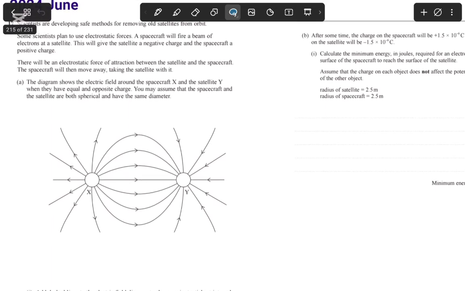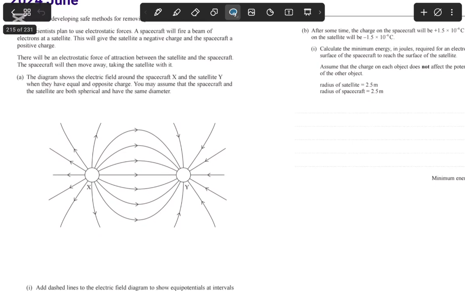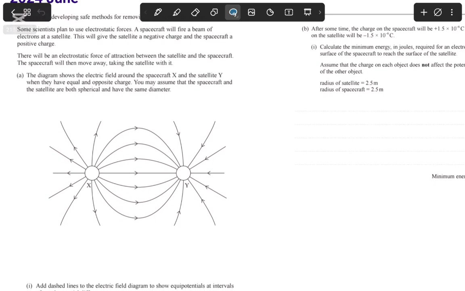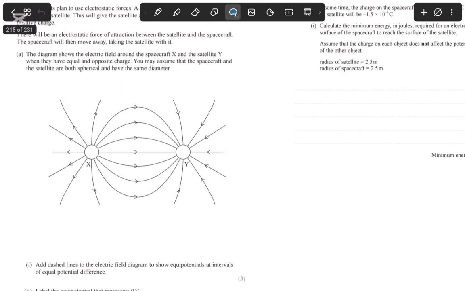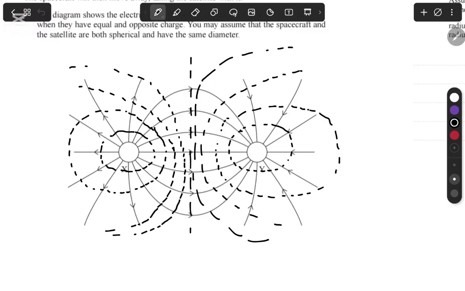And then it shows the diagram of the electric field around spacecraft X and Y when they have equal and opposite charge. You may assume that the spacecraft and the satellite are both spherical and have the same diameter. And then for the first part of the question, they tell you to add dashed lines to the electric field diagram to show the equipotentials at intervals of equal potential difference, for 3 marks. So your equipotential lines will look something like this.